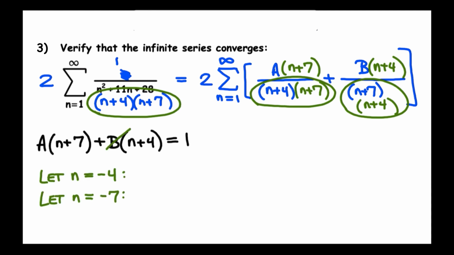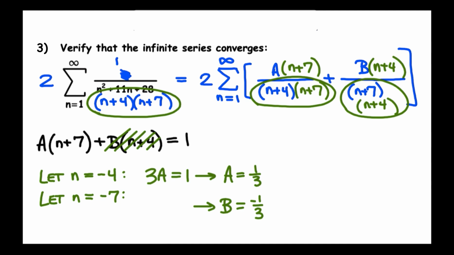If n equals negative 4, of course, you get b times 0 here. Plugging the negative 4 into the first parentheses is going to be 3a, and that'll be equal to 1. So a will be 1/3. I'm fully expecting b to be negative 1/3 because, again, the 1 up top was a constant in the numerator. Let's see if that works.